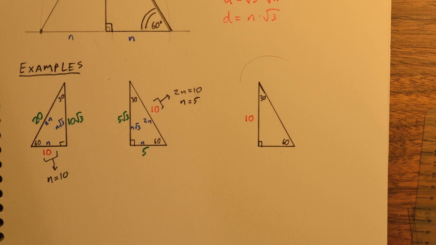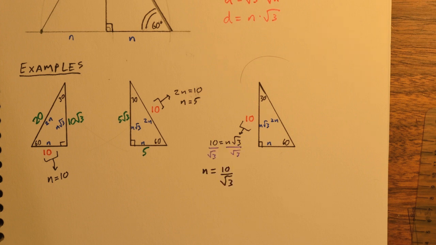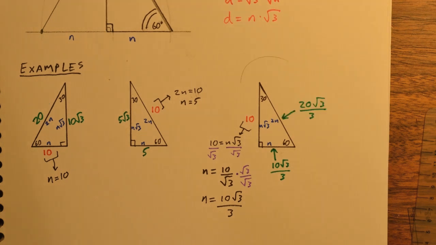And lastly, let's say the long leg is 10, and so that means that the n root 3 side equals 10. And so solving for n, we get that n is equal to 10 over root 3, which we then have to rationalize the denominator. So we have n is equal to 10 root 3 over 3. And so that means the short leg is equal to that length, 10 root 3 over 3. The hypotenuse is twice as big, so we would say 20 root 3 over 3.